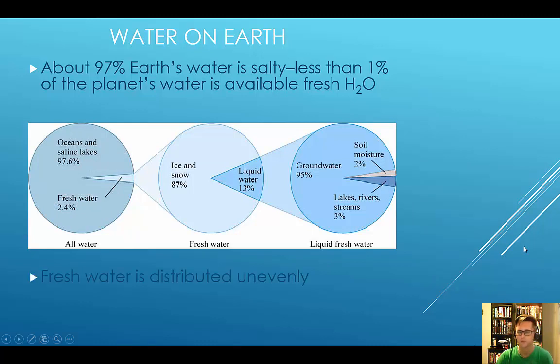So we also know that fresh water is distributed unevenly. Not all places in the world have the same access to that water. So of that 2.4%, where do you think the ice and snow is mostly? And it's predicted by 2025, one third of the human population will live in areas lacking access to fresh water. So one third of the 7 billion people on Earth won't have access to the same water we do.